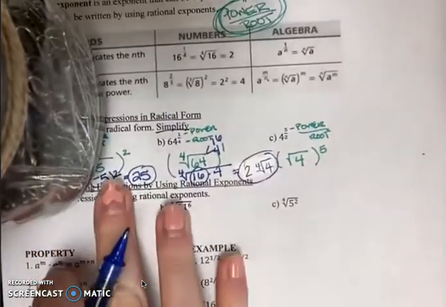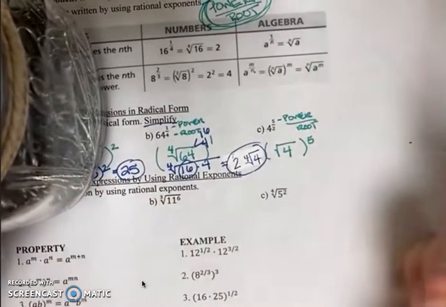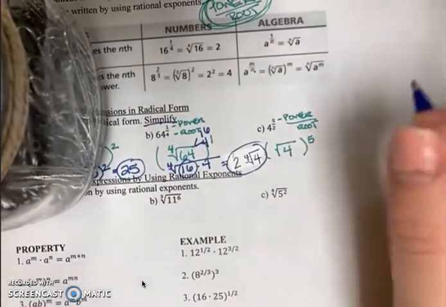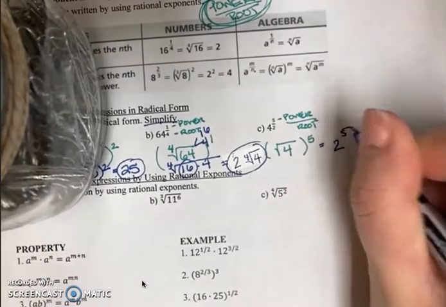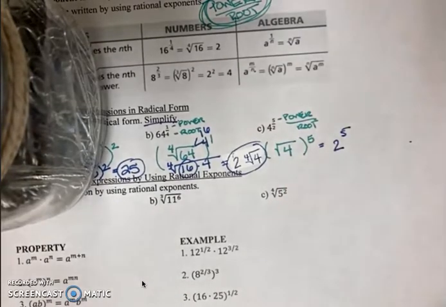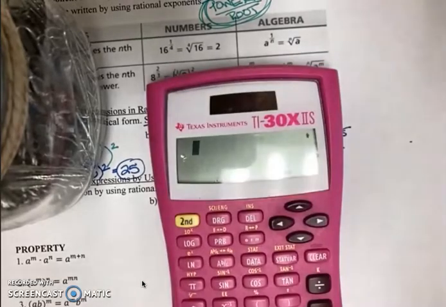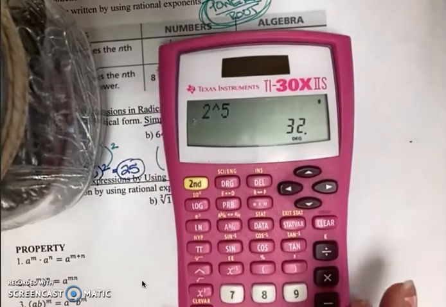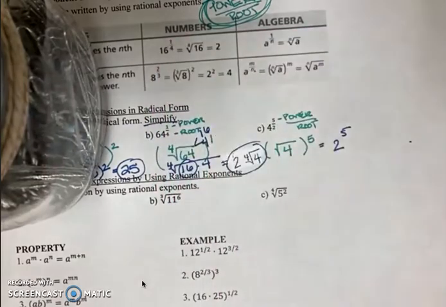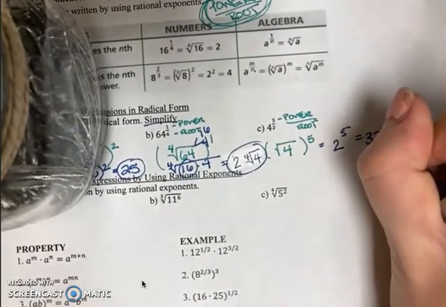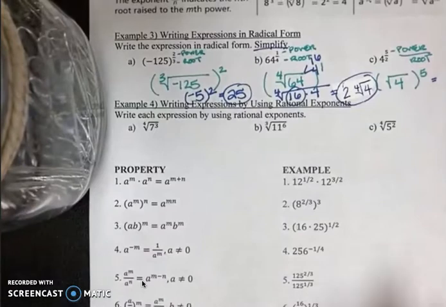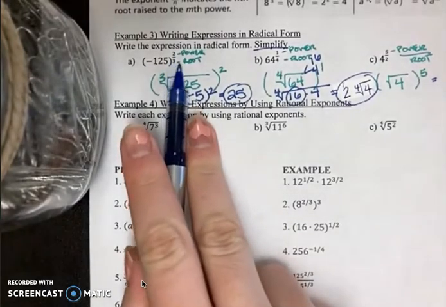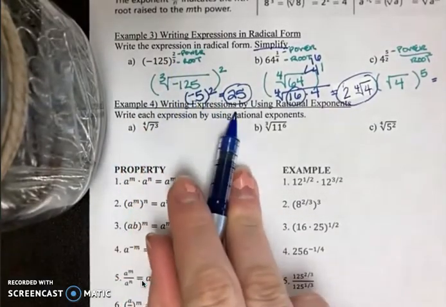Okay, next I have the square root of 4 raised to the 5th power. Square root of 4 is pretty easy, that's just 2, so 2 to the 5th power. If you're not good at doing it in your head, so 2 times itself 5 times, go ahead and plug that into your calculator. You'll end up getting 32.